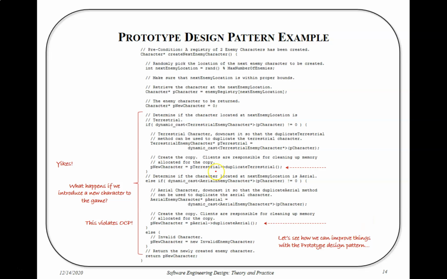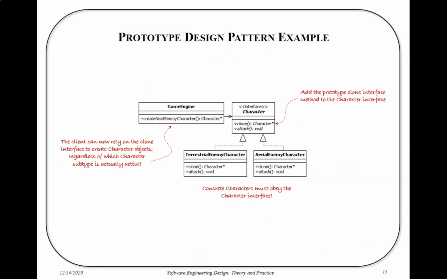Now we can add here duplicate terrestrial and then also duplicate aerial. But the problem is when we want to add the aquatic character, for example, we have to modify this code. That means we violate the open-closed principle. So now we try to apply the prototype design pattern so that we do not violate the OCP.